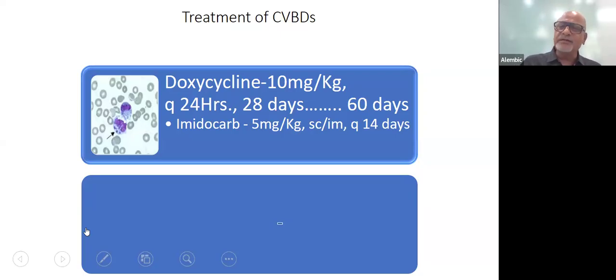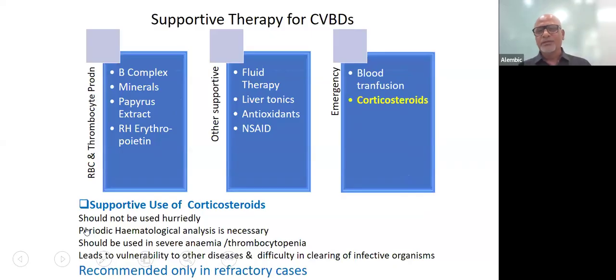So that is how the treatments are, and I have already mentioned what drugs can be used and the schedule. Now, in the last couple of slides, supportive therapy also plays a very important role in CVBD because, as you all know, there is thrombocytopenia, there is anemia, right?